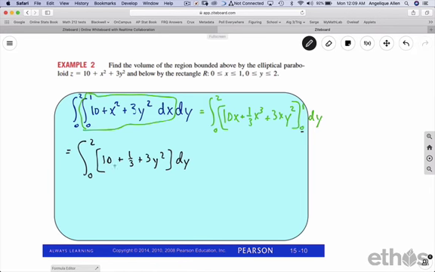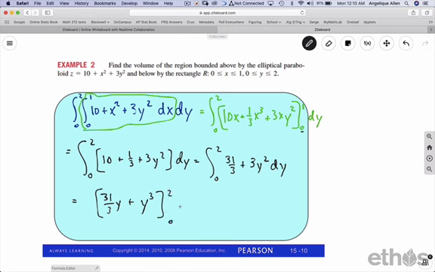So now I can clean this up a little bit. From 0 to 2, 31/3 plus 3y squared with respect to y. All right, so the integral of 31/3 is 31/3 y, and for the integral of 3y squared, I'm going to make that y cubed and bring the 3 down, and that is going to end up being plus y cubed. And I can evaluate the limits from 0 to 2 here.